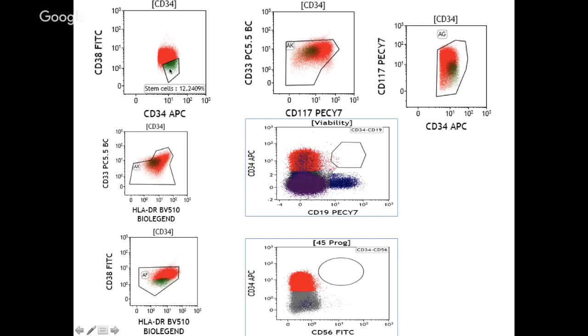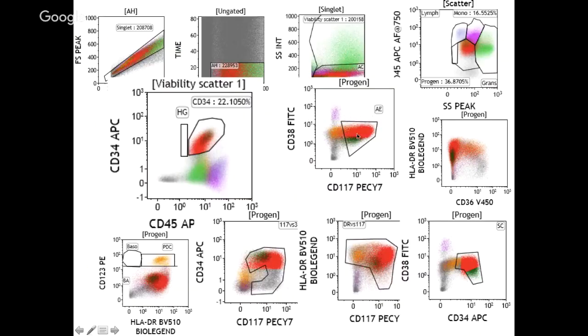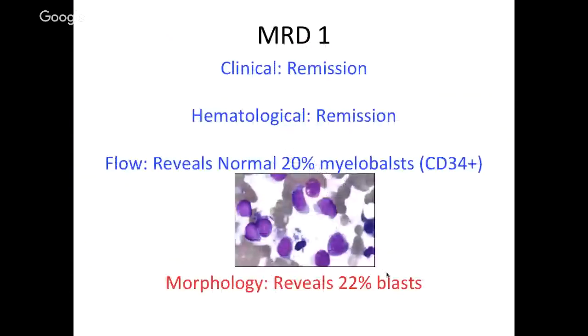There are some stem cells here, 34 positive, 38 negative. If you look at 19 and 56, they are lost. They are not present. So the blasts in remission do not express CD19 and CD56. The blasts all lie within the normal templates. They don't go out. So there's no LAIP. They are not away from normals. So are these normal blasts? It was difficult for me to call it normal blasts.